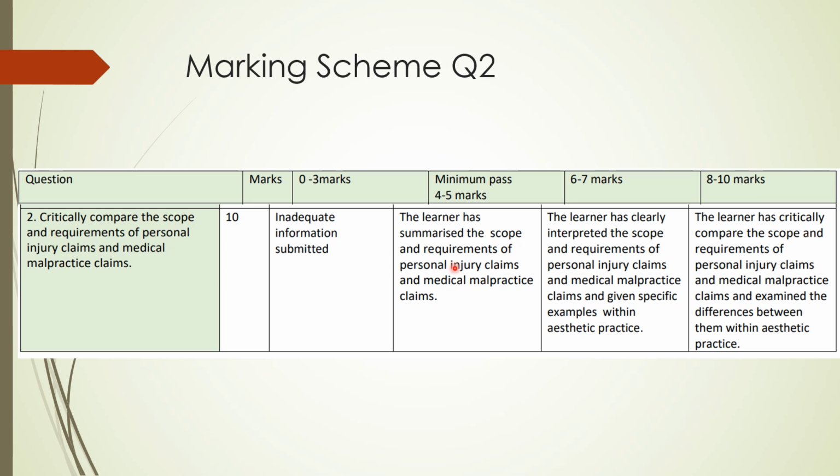So we've got our 4 to 5. Remember, 4 to 5 marks is simplified basic information about personal injury claims and medical malpractice claims. A little bit more interpretation and giving examples within aesthetic practice will gain you more points. And then critically compare, like it's asked in the question. You've gone into some depth, you've examined the differences between them, and then you've summarized your findings in a much more cohesive way.